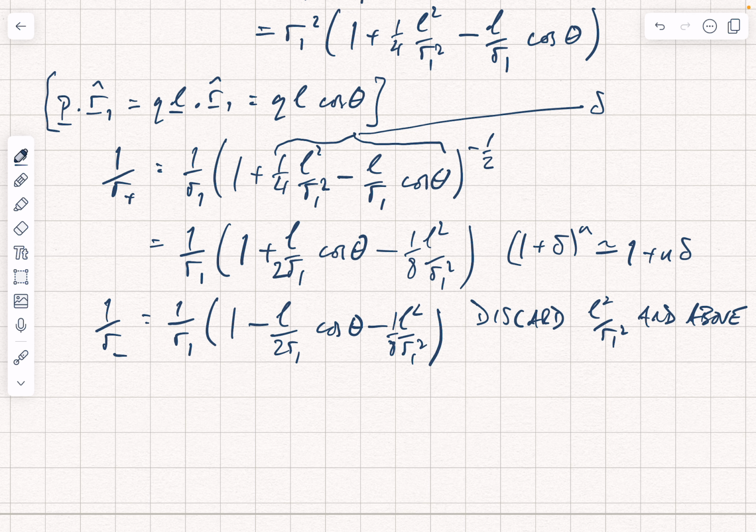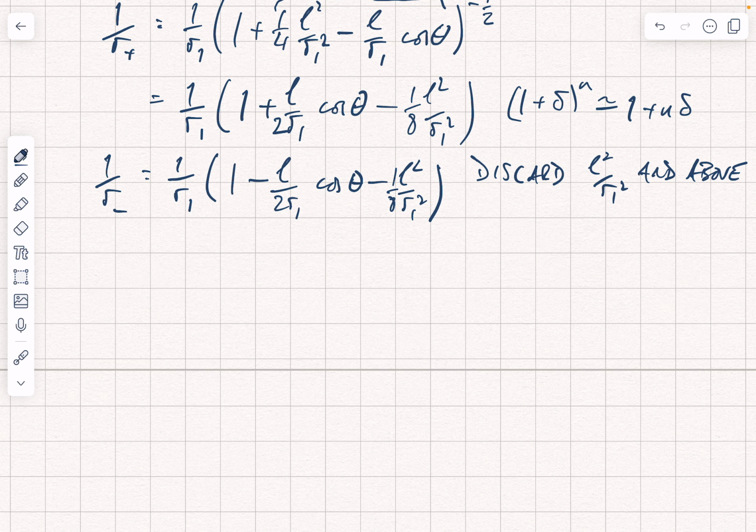Okay, so now we can add those two together, or take the difference between them, because that's what we need. So we can say that 1 over R plus minus 1 over R minus is equal to L over R1 squared cos theta. And what we see is that the factor of 1 cancels. If we were retaining them, these factors of L squared over R squared would cancel, and these two sum because we have the minus sign here, cancelled by the minus sign outside the 1 over R minus, and we get 2 of those factors. And that then gives us the potential.